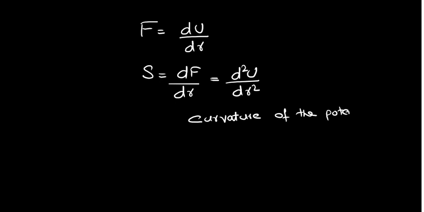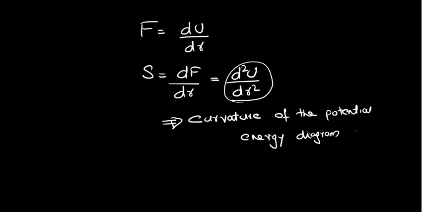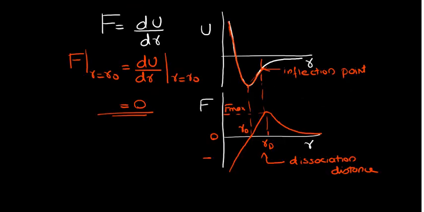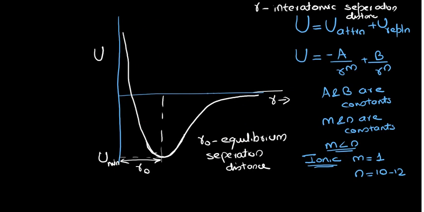Because this is the second derivative of the potential energy with respect to distance, it corresponds to the curvature of the potential energy diagram at r equal to r0. If you see here, this is my potential well diagram, and depending upon what the curvature is here, the stiffness of the material will change. And this is nothing but the potential well diagram.